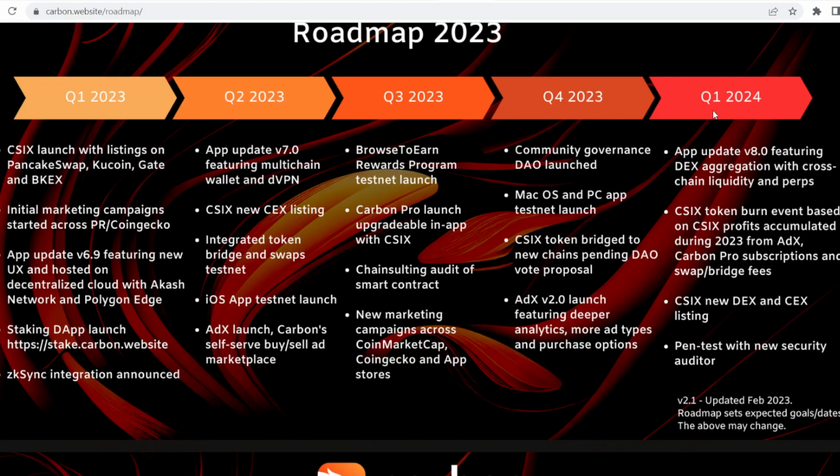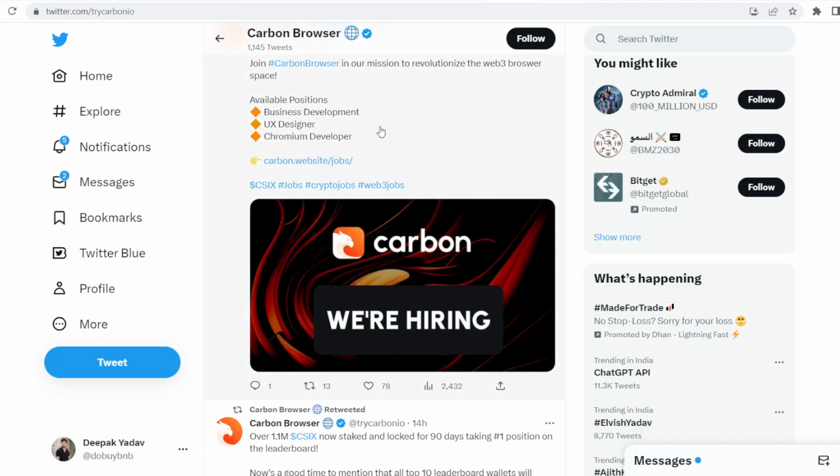In quarter four 2023, they will launch ADX version 2, and the community governance DAO will be launched. The CIX token bridge to new chains, pending DAO proposals, and much more. You can see further detail in quarter one 2024 also, and for 2024 they'll make the updated roadmap available later on. We still have a lot of time for that. So this is the thing. The most important part was the tokenomics that you should keep in mind, and after that the roadmap also, because that way we can estimate how this particular token will work.